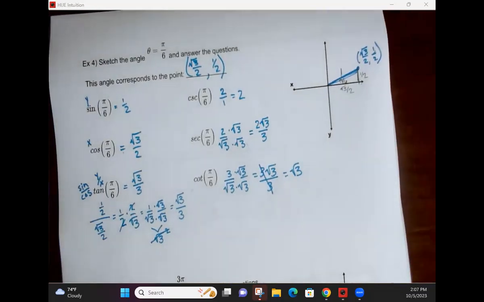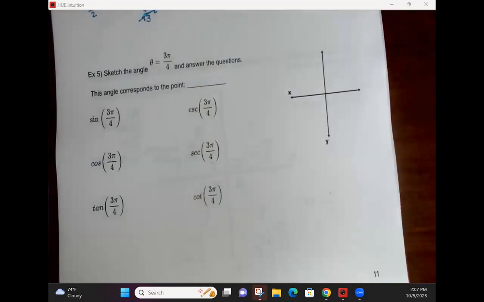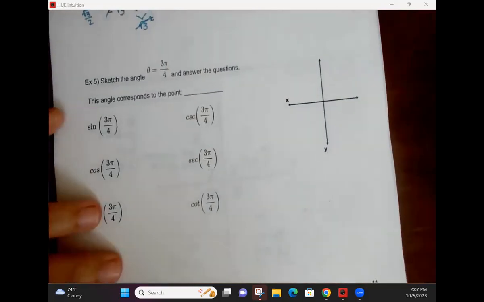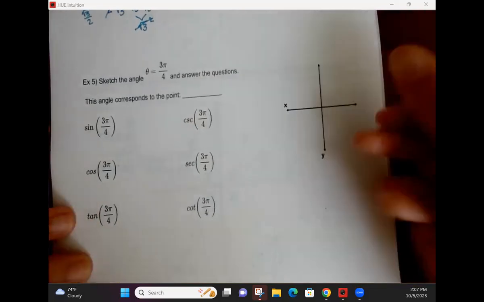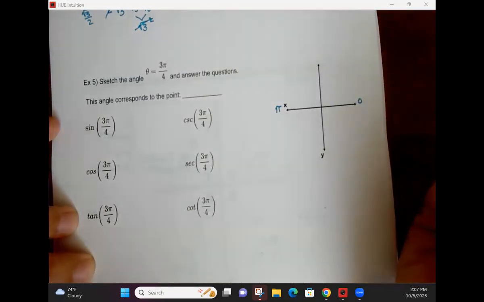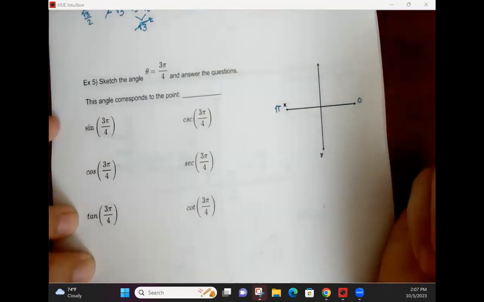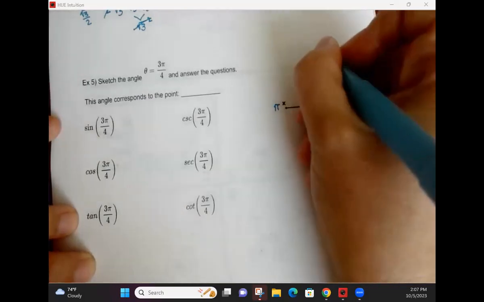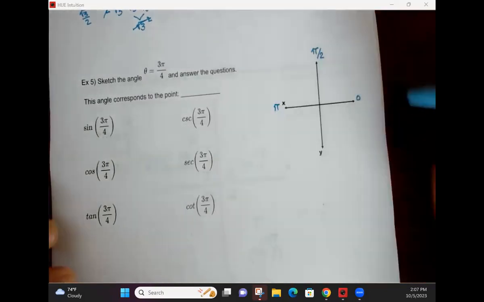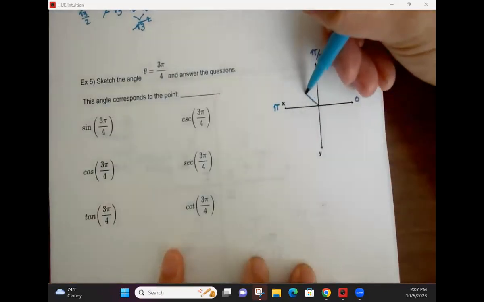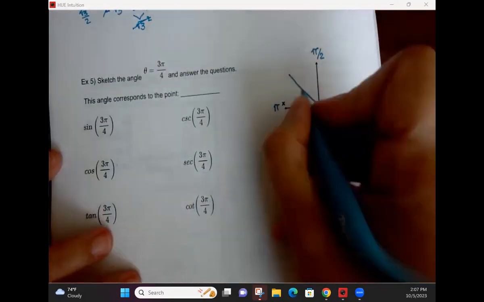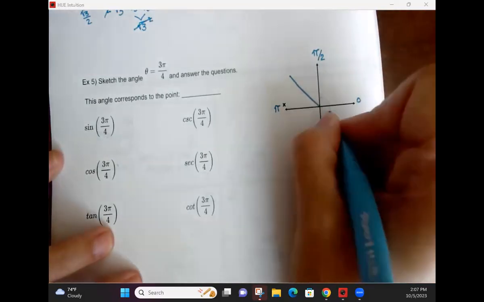We're going to do the same thing with our next example. So we've got a new angle now, 3 pi over 4. Let's figure out where that should live on our coordinate plane. So remember we started at 0, and then pi is here. So 3 pi over 4 would be somewhere in quadrant 2, right? This would be halfway to pi, so this would be pi over 2. So we could divide these further into fourths, and we would end up with 3 pi over 4 right in the middle of quadrant 2. Okay? So there's our angle.